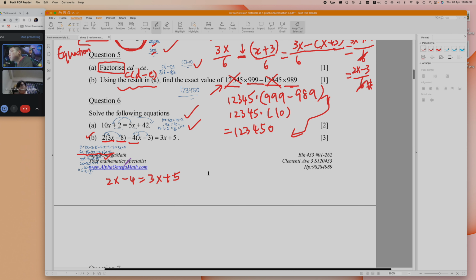Then you move. So when you move, you need to change the sign. Very good. I think you made a mistake here. 2x minus 3x, what do you get? Use your calculator.